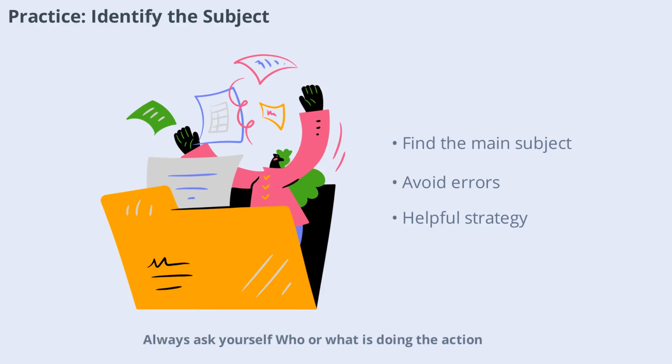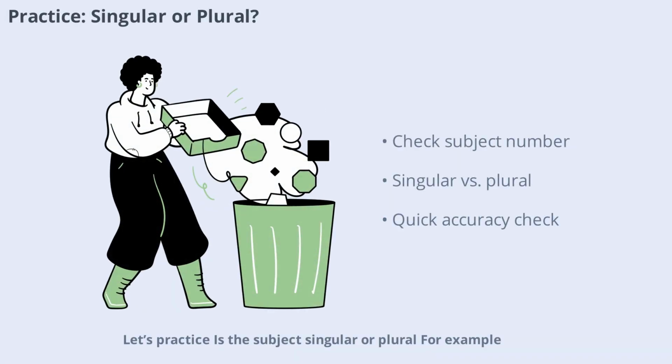Always ask yourself, who or what is doing the action. Let's practice. Is the subject singular or plural? For example, in "the list of items is long," list is singular, so use is. In "the items on the list are many," items is plural, so use are. This quick check keeps your sentences accurate.